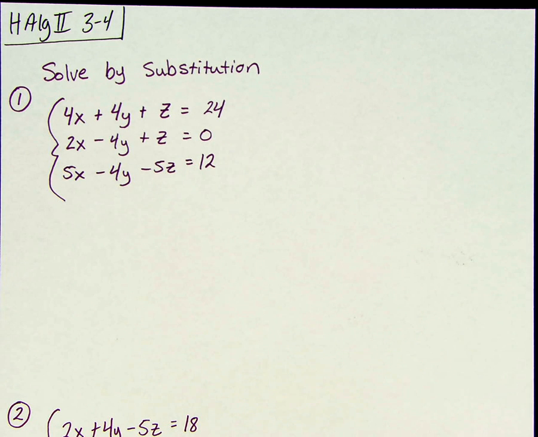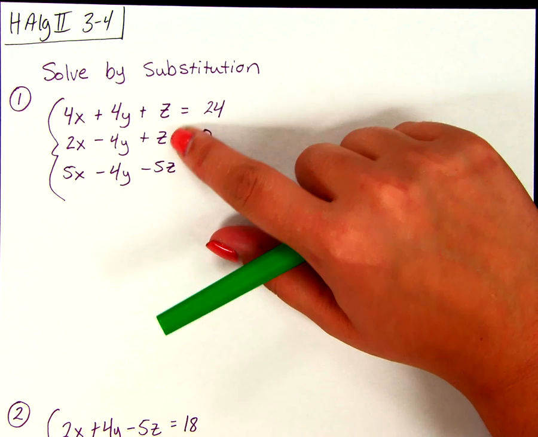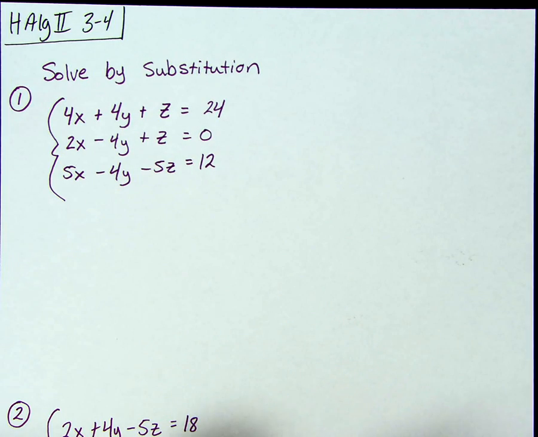Alright, the first method that we are going to solve by is substitution. When we are solving by substitution, the first thing that we want to do is pick one variable in one of the equations and solve for it. Looking at these problems, it's going to be easiest to solve for z in either the first or the second equation. So we just pick one.